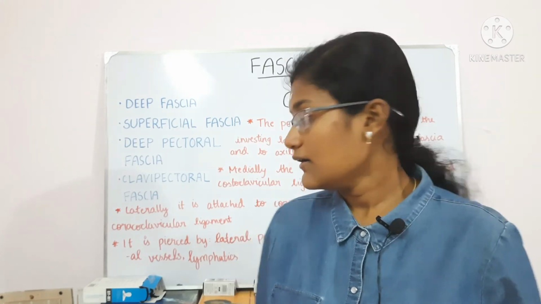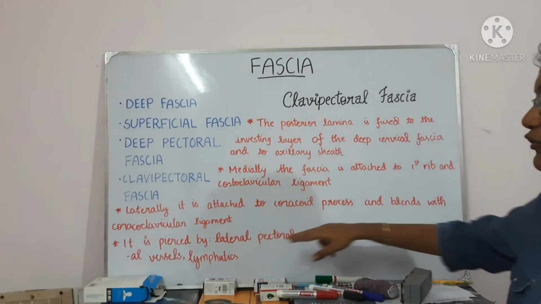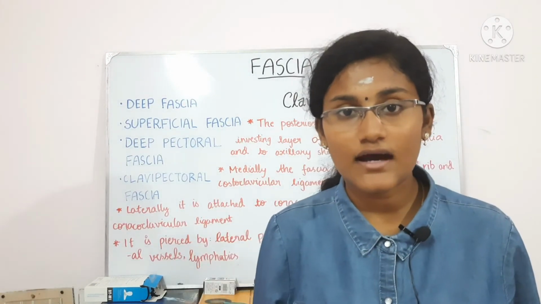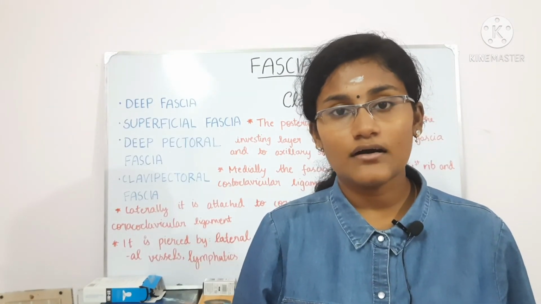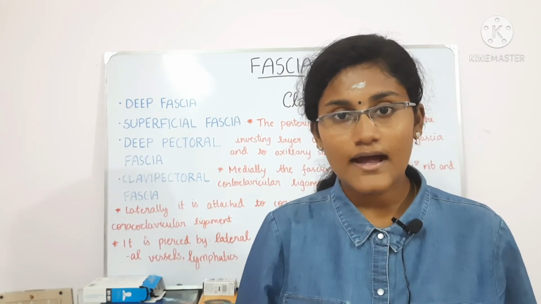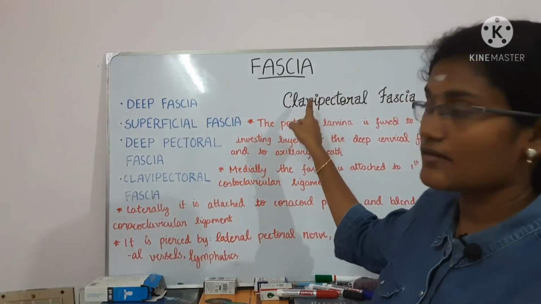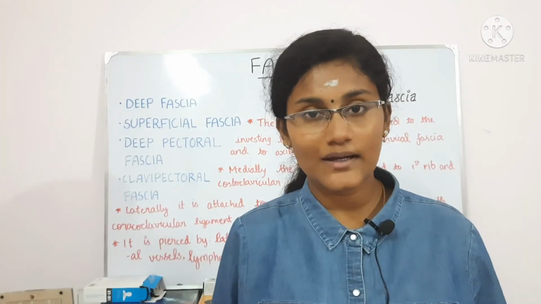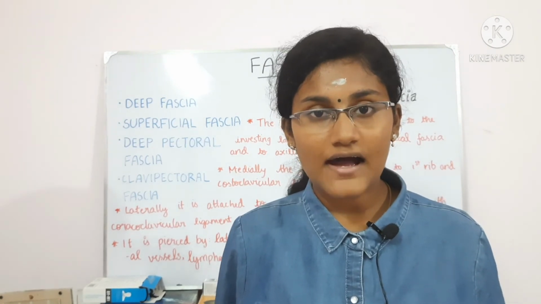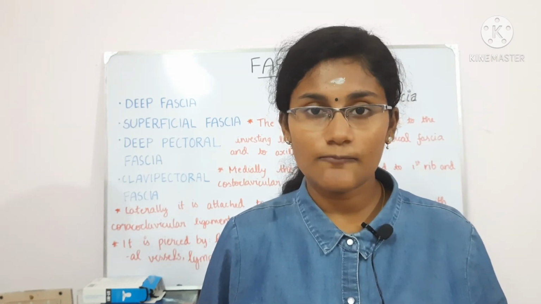The last thing is that it is pierced by the lateral pectoral nerve, cephalic vein, thoracoacromial vessels, and the lymphatics. So the clavipectoral fascia and the deep pectoral fascia are connected to each other through the septum that is present deep inside the deltopectoral groove, and the cephalic vein is also present over here. The structures that pass through the deep pectoral fascia include the cephalic vein, the thoracoacromial artery, and one or two deltopectoral lymph nodes.